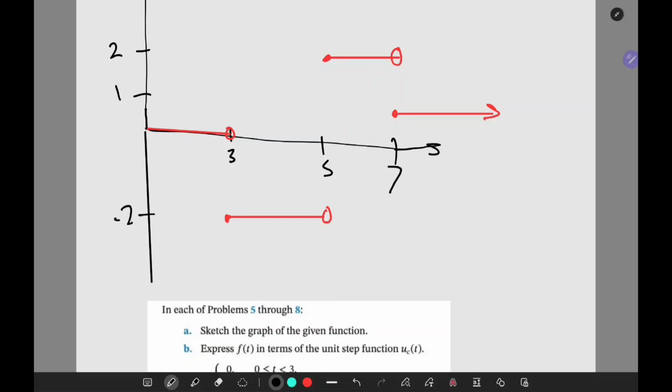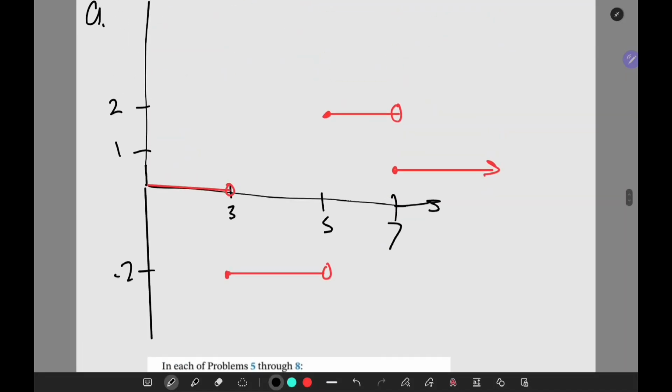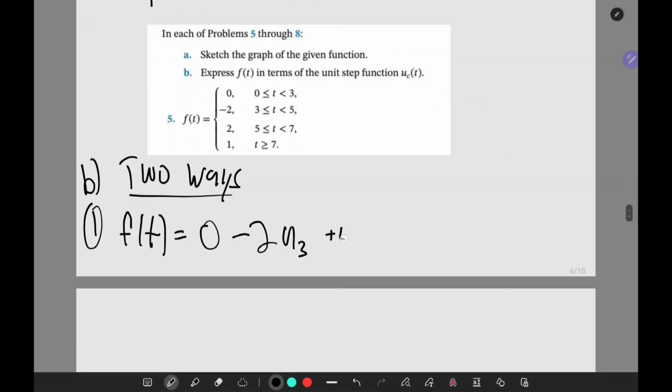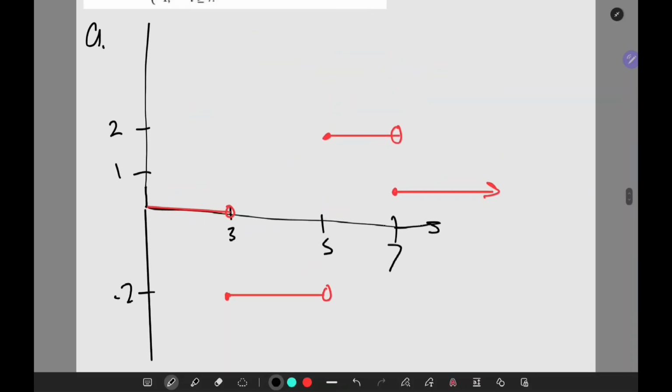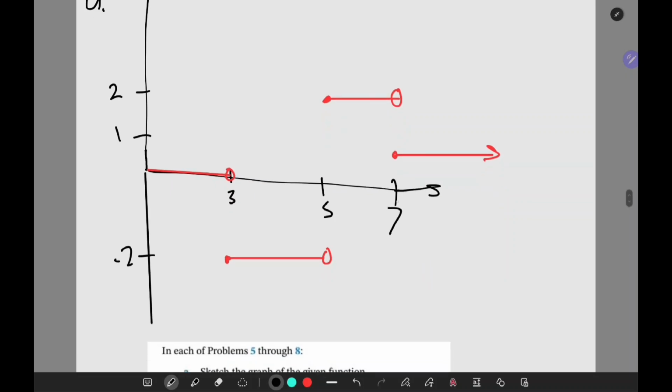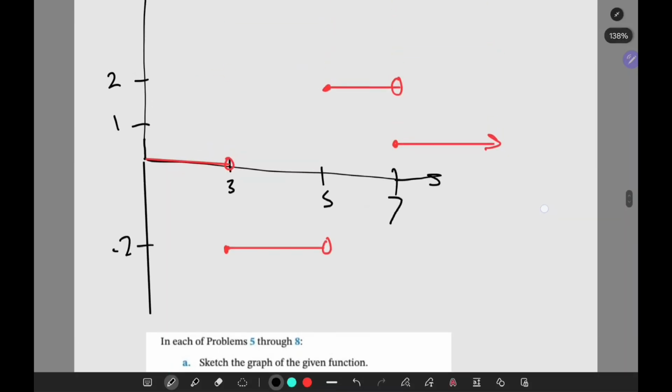You look at 0, you look at 3, you look at 5, you look at 7. So at 3, it was going down 2. At 5, what's the jump here? The jump is from -2 to 2. We're going up 4. So it's plus 4, and that's at 5. Now let's look at the next one. This is probably the easiest way to go about doing this. So we have 7. We're going from 1 to 2. That goes up 1. So then it's plus u of 7.